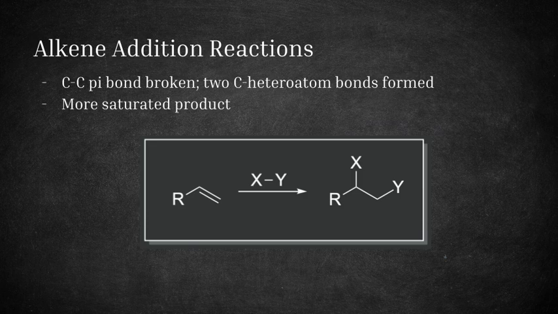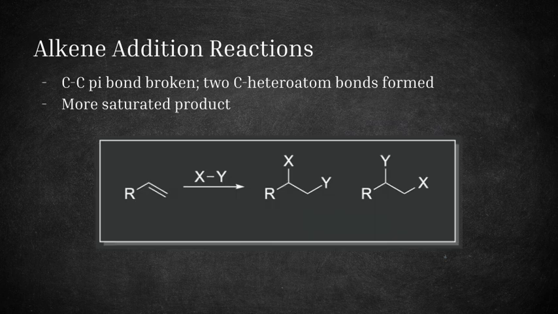The added groups X and Y can either be identical or different, depending on the specific reagent and reaction conditions. As we progress through the video, we'll explore the various types of addition reactions and the different combinations of X and Y that can be added to alkenes. If the two new single bonds to carbon involve identical groups, the addition reaction will produce only one constitutional isomer. For example, if X2 is added to a double bond instead of XY, there is only one unique way to arrange these groups in the product.